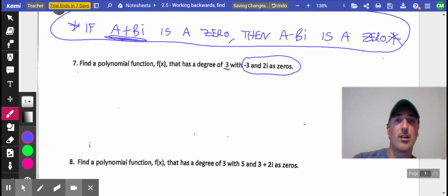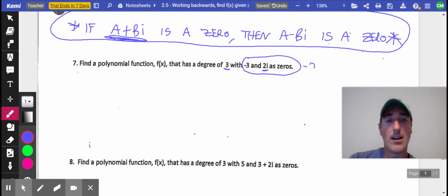If you have complex zeros, they occur in pairs. So you can't just have 2i as a 0. Its conjugate is -2i. Now, in that case, there's no a. It's almost like just saying bi. So if bi is a 0, then -bi has to be a 0. So these are really the three zeros.